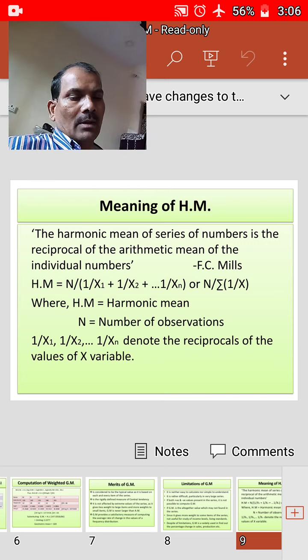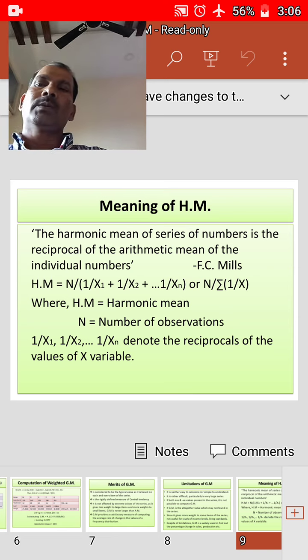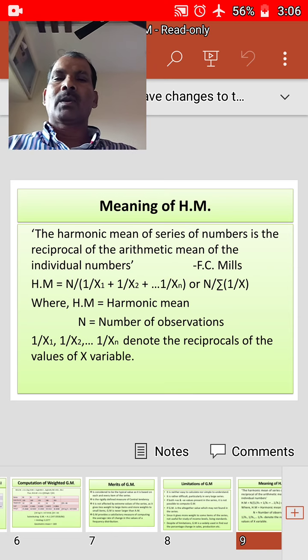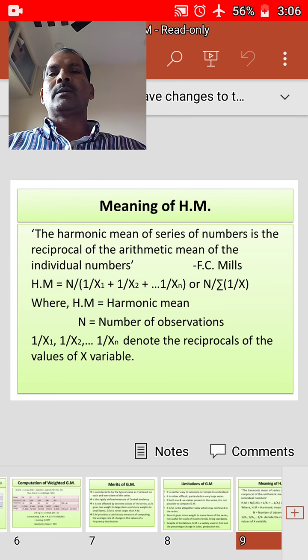Okay, next, meaning of harmonic mean. What is the meaning? According to F.C. Mills, the harmonic mean of a series of numbers is the reciprocal of the arithmetic mean of the reciprocals of the individual numbers.